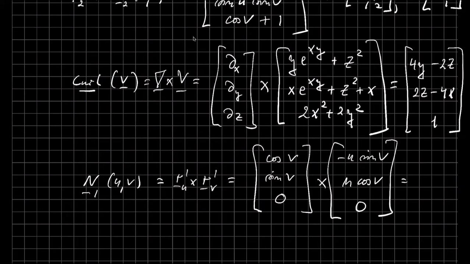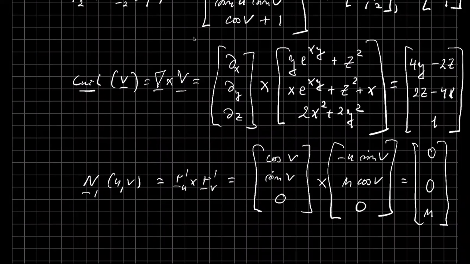And you see, because of the third coordinate being 0, there will be zeros in the first two places, and in the final one you will have the determinant of the other two coordinates. So this will be u times cosine squared plus u times sine squared, which is u when you calculate this. You can see u is positive.